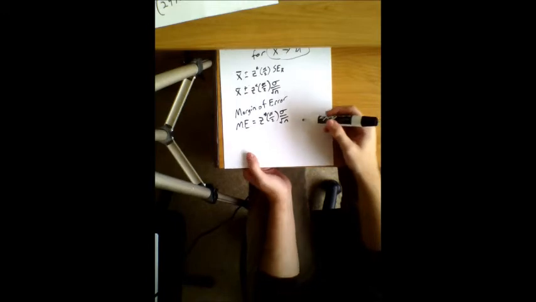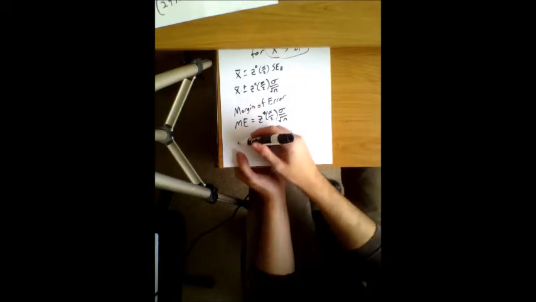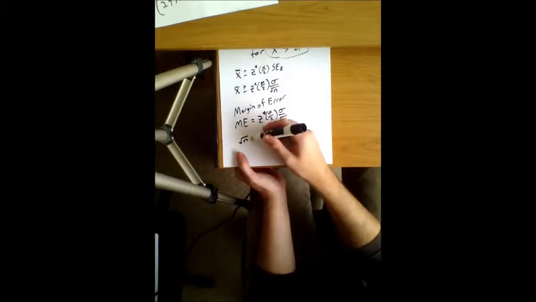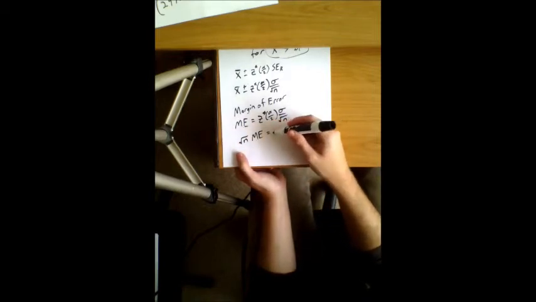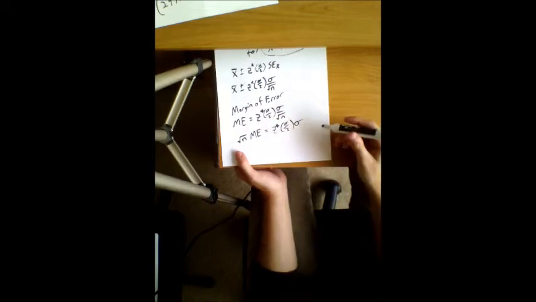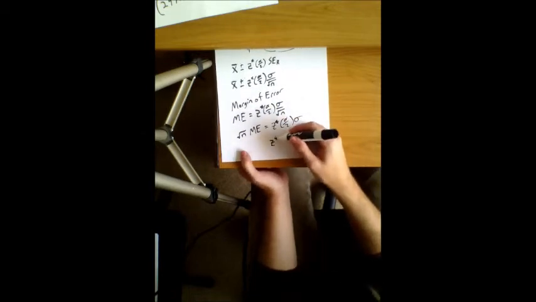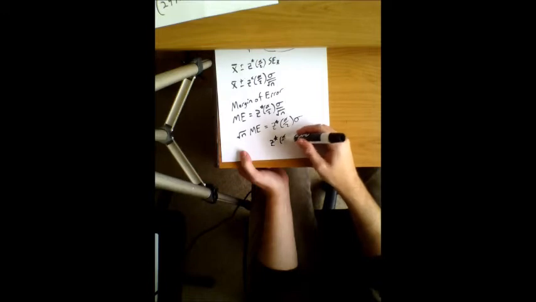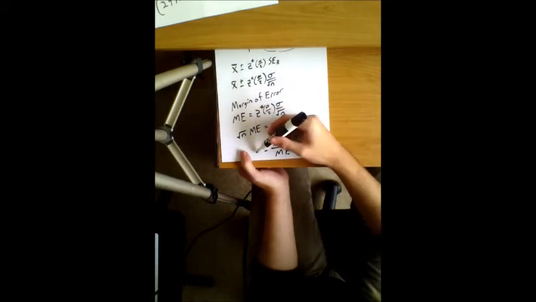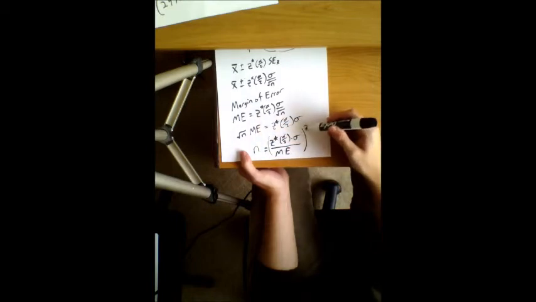It turns out that this is really easy to solve for. I can multiply both sides by the square root of n to get this sort of thing, of alpha over 2, and I can divide both sides by ME, the margin of error. And that would give me square root of n on this side, but we do want n, so we'll go ahead and square both sides to get rid of the square root.